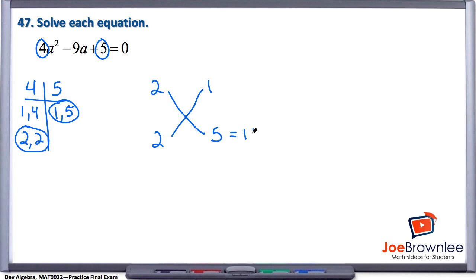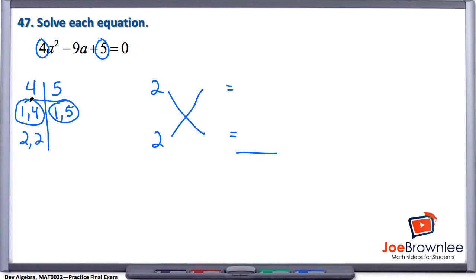2 times 5 gives us 10. 2 times 1 gives us 2. Can we get a negative 9 using a 2 and a 10? No, I don't think so. And so we know this combination doesn't work. And again, even if we flipped and tried 5 up here and 1 down here, because both of these factors are 2, we're going to get the same result. So we know that it can't be the 2 and the 2.